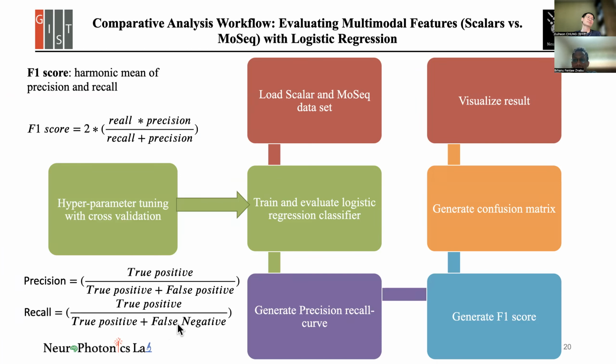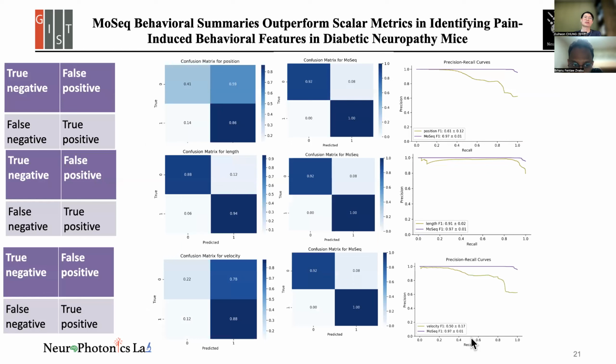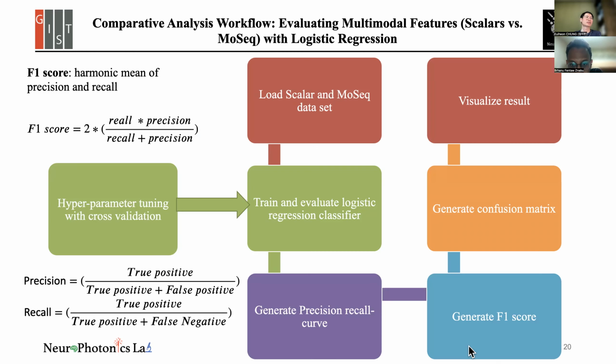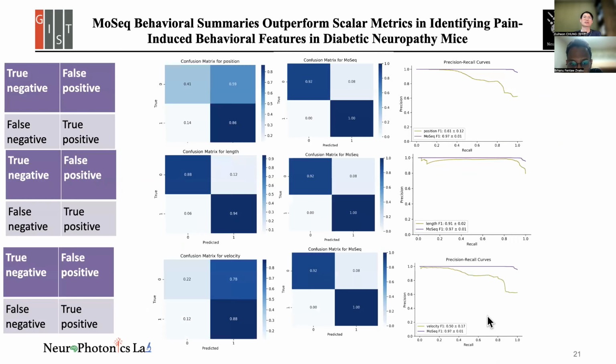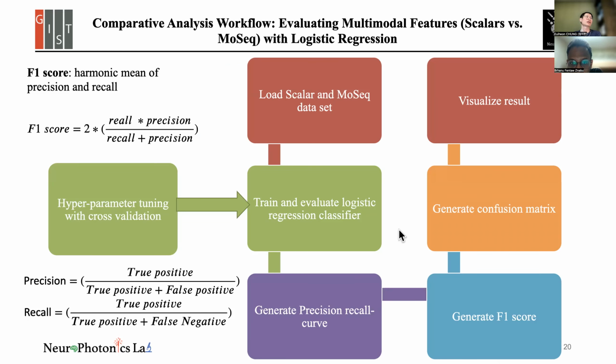Sensitivity. So sensitivity. True disease, true positive. So different sensitivity. Sensitivity in different sensitivity. That's a precision.